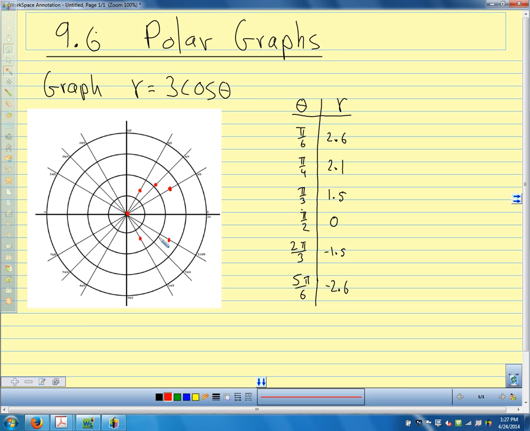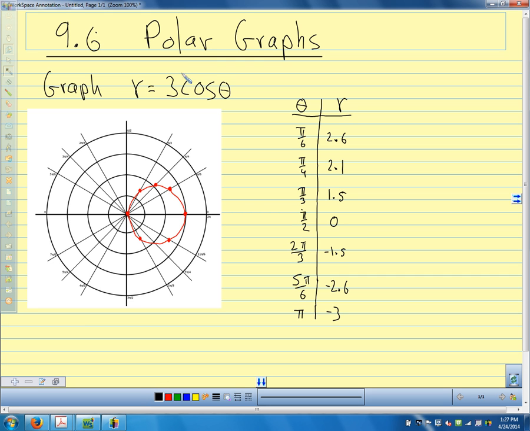And then when I go to theta equals pi, my radius is negative 3. So here's pi, and I go 3 in the opposite direction. So there's my point. And I get a nice circle. So the graph of r equals 3 cosine theta is a circle.